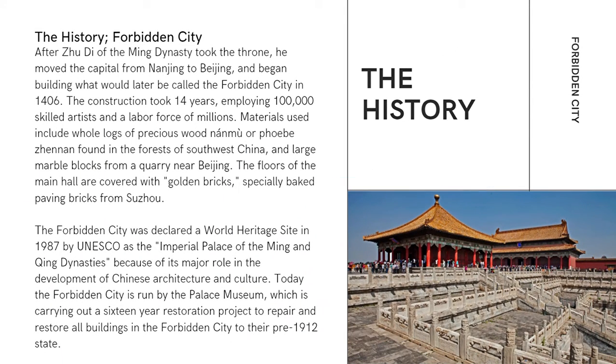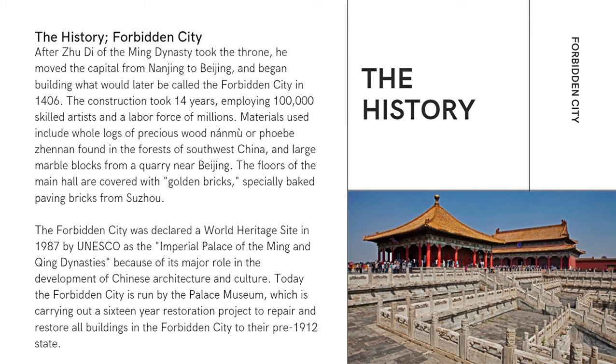The history of the Forbidden City. After Zhu Di of the Ming Dynasty took the throne, he moved the capital from Nanjing to Beijing and began building what would later be called the Forbidden City in 1406. The construction took 14 years, employing 100,000 skilled artisans and a labor force of millions. Materials used include whole logs of precious wood, nanmu or phoebe zhennan, found in the forests of southwest China, and large marble blocks from a quarry near Beijing. The floors of the main halls are covered with golden bricks, especially big paving bricks from Suzhou.